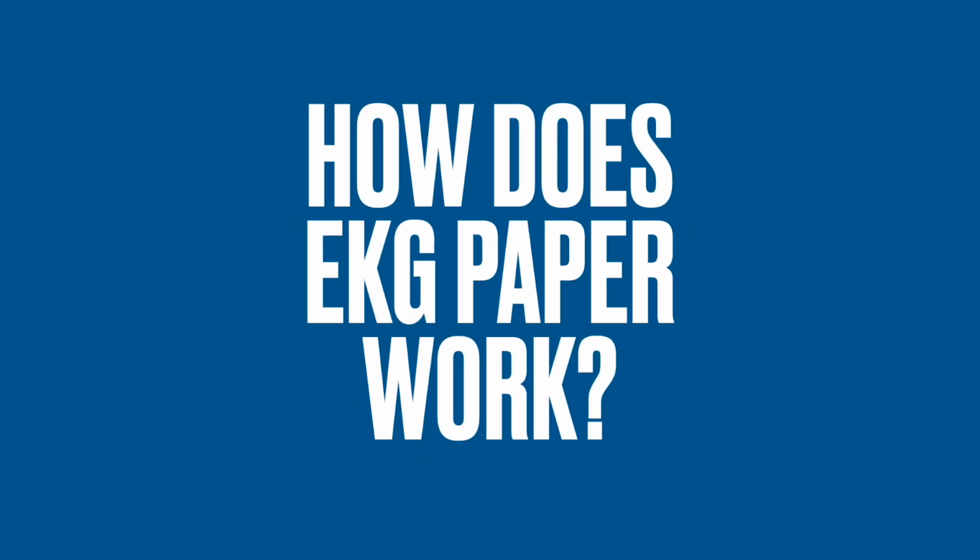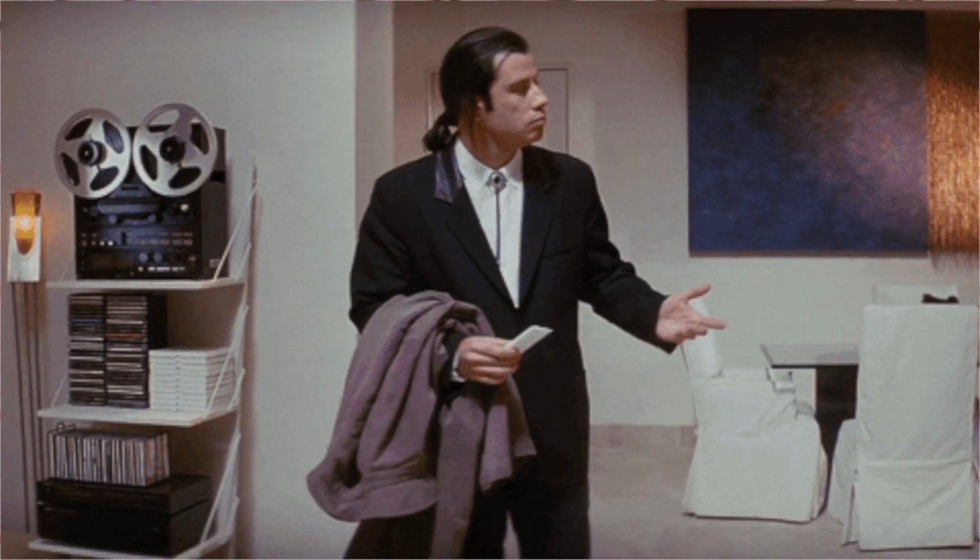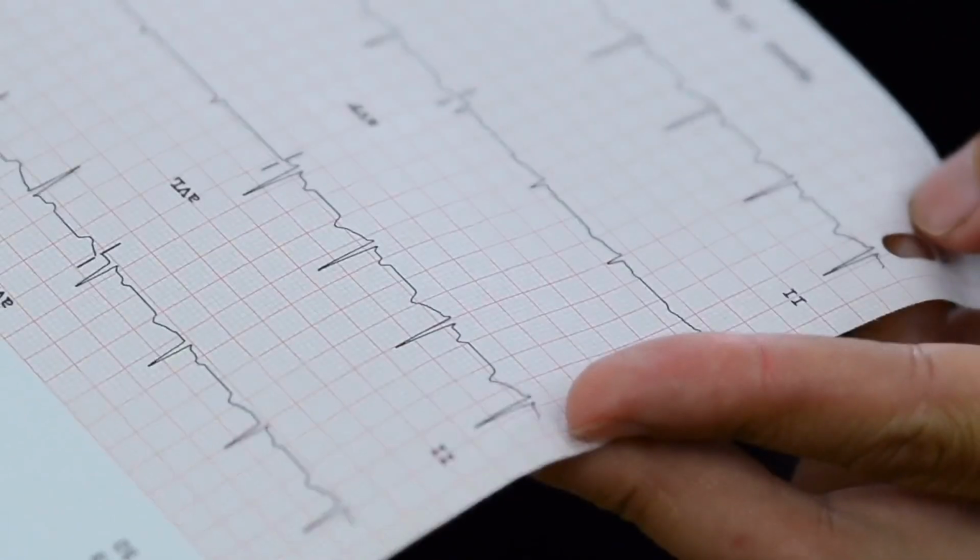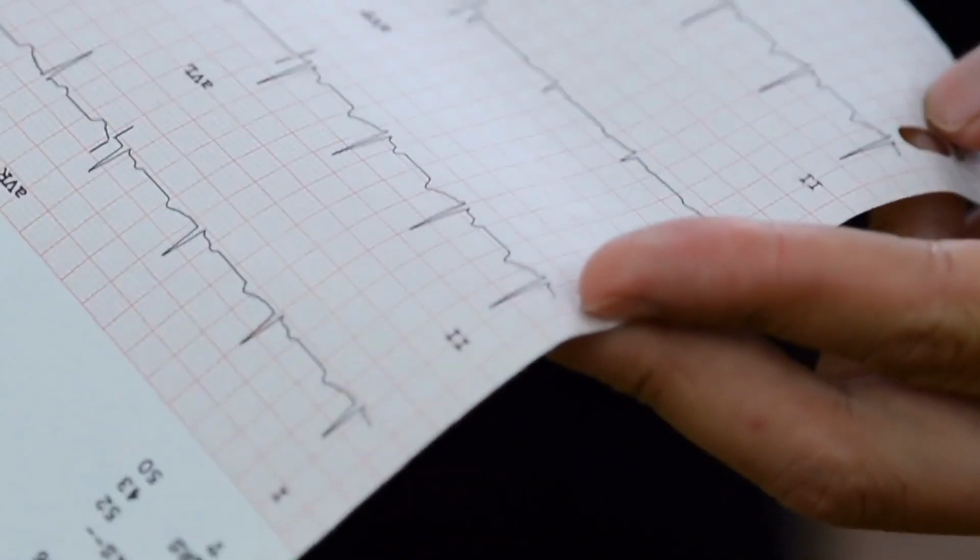How does EKG paper work? So EKG paper can look confusing at first with the different size boxes and the dark and the light lines. By the end of this video, you're going to understand what all that means and how we use EKG paper when we're interpreting rhythms or looking at 12 leads.